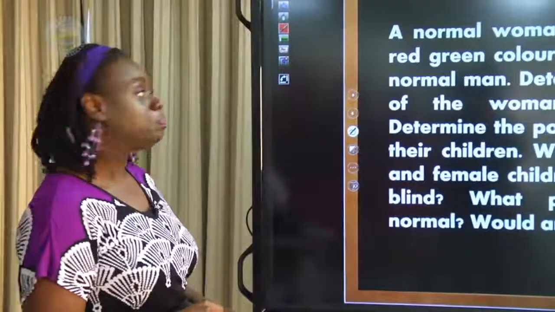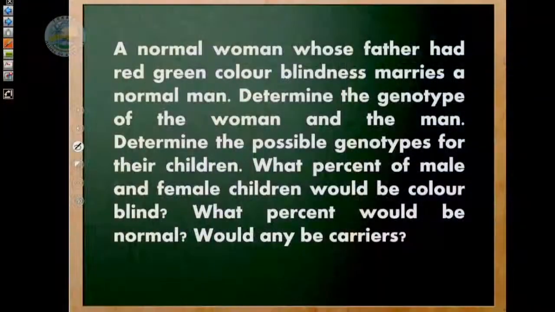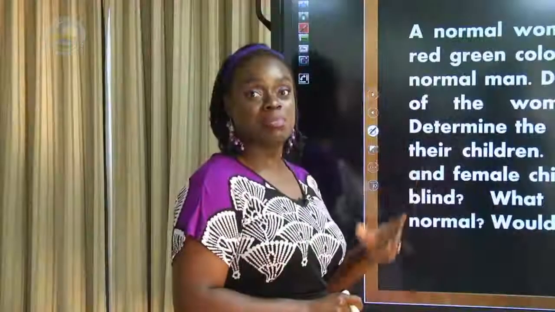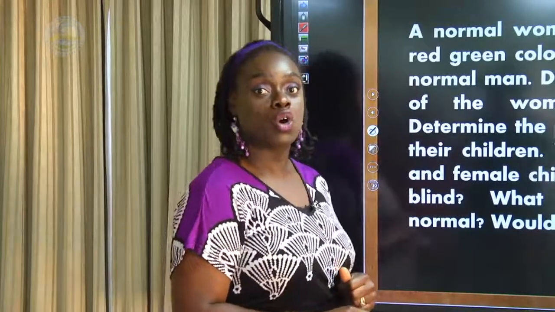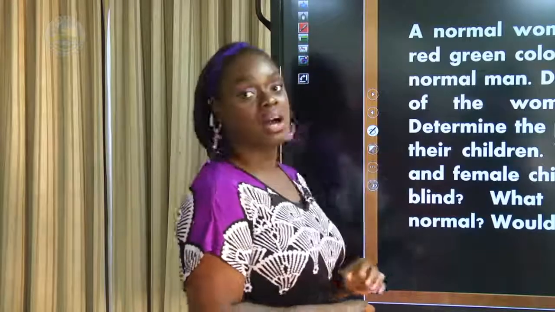Another example: a normal woman whose father had red-green color blindness marries a normal man. Determine the genotype of the woman and the man. Determine the possible genotypes of their children, and what percentage of male and female children would be colorblind, what percent will be normal, and what percent will be carriers. As usual, please pause the video, attempt the question on your own, and we'll be back in a minute.